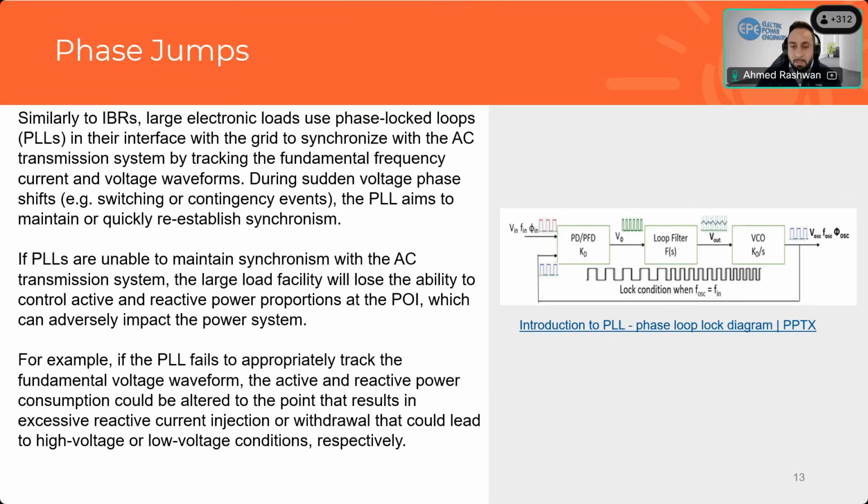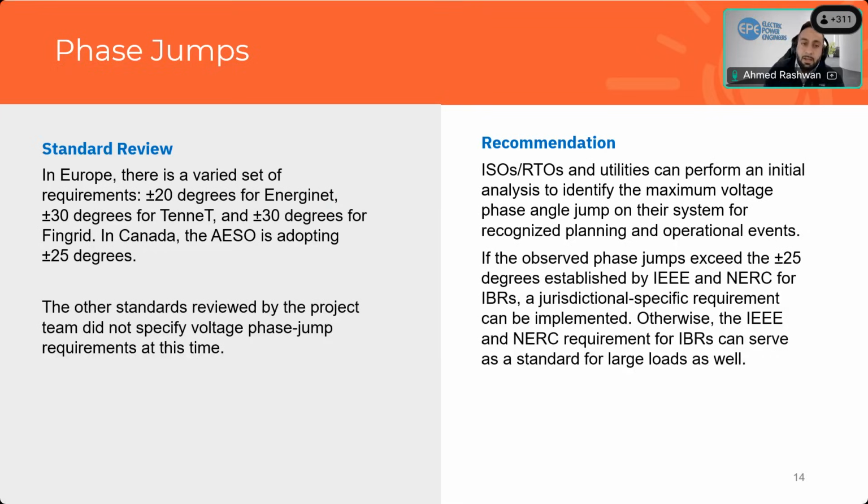And so we looked into this in the international market. And we noted that in Europe, there's a varying degree of tolerances that are noted for phase jumps. 20 degrees in EnergyNet, 30 degrees in Tenet, 30 degrees in Finland. In Canada, AESO has been adopting plus or minus 25 as well. And other than that, we didn't see that many jurisdictions at the time of our survey noting anything for phase jumps. And so what we're proposing here is that we align again with what's in PRC 29 for 25 degrees, similar to what is there for IBRs.